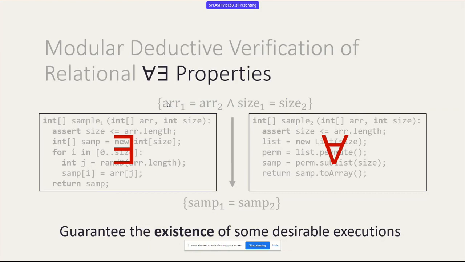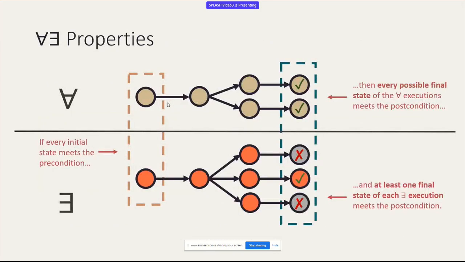And by for all exist properties, we mean properties with this general shape, where we want to say for all executions of some programs, there exist executions of other programs that give us the postcondition that we're looking for. So we're going to have to guarantee the existence of some desirable executions. For this example, for all executions of sample2, we want to make sure there exists an execution of sample1 that gives us the same result. This property is called refinement, by the way.